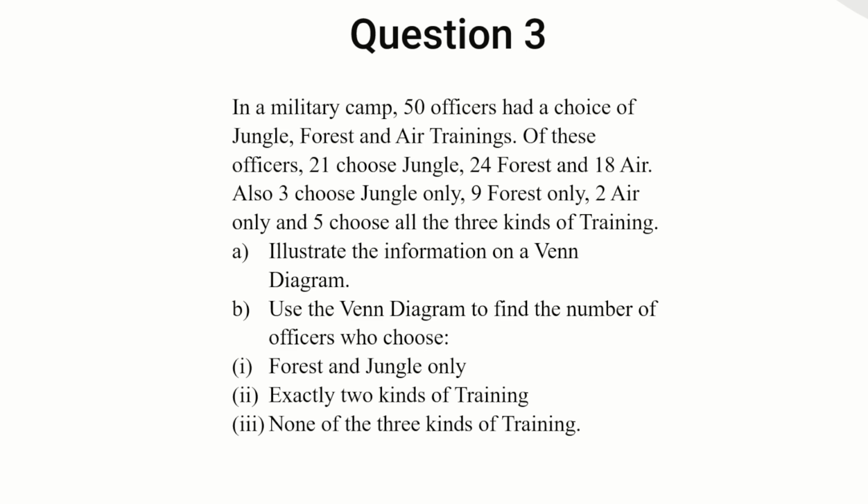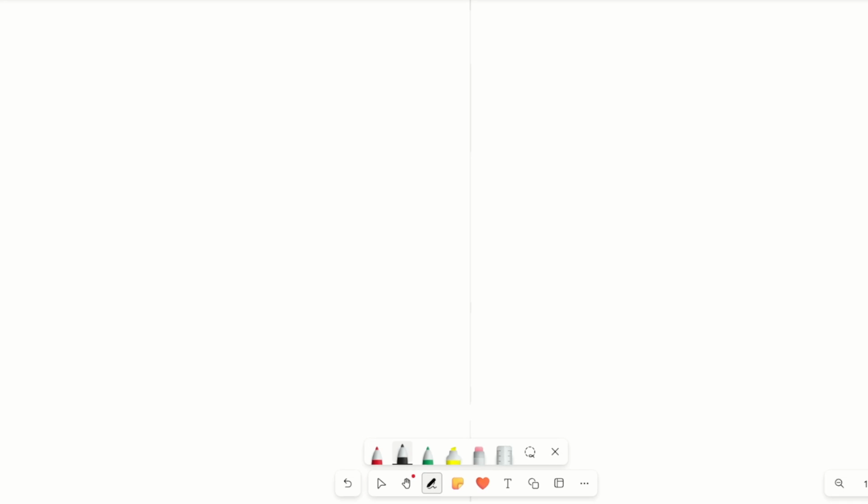Now, we have to illustrate the information on the Venn diagram. Use the Venn diagram to find the number of officers who choose forest and jungle only, exactly 2 kinds of training, and then none of the 3 kinds of training. So now let's consider how we can solve this question.